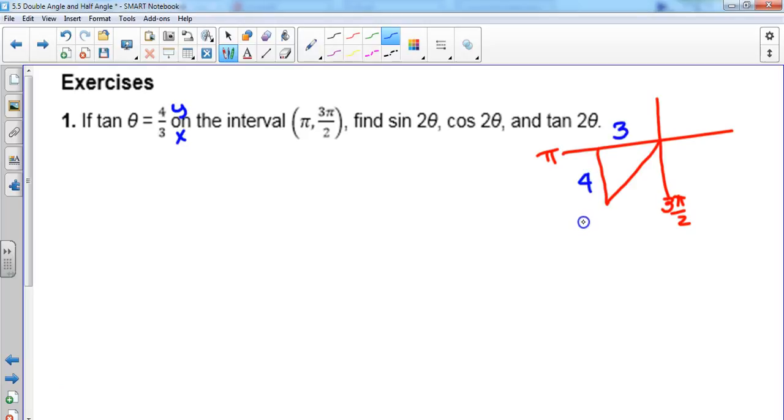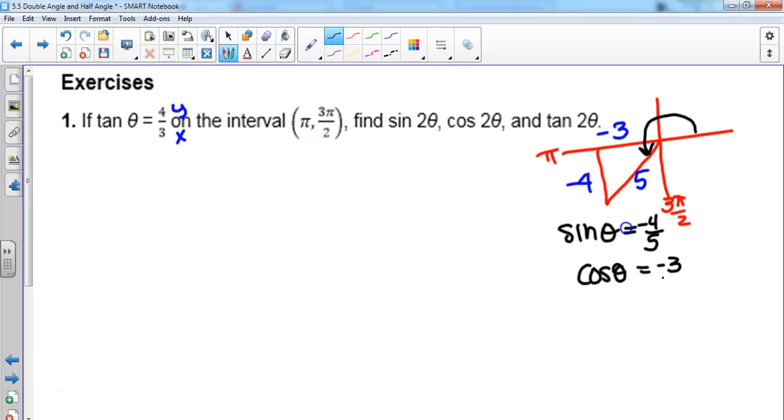Almost. They're negative because of the quadrant. Good job. Hypotenuse or radius is 5. All right, so what are the sine and cosine of theta? In other words, the angle that took us all the way around to here had a sine of what? -4/5 and a cosine of -3/5. They had already told us the tangent up here.